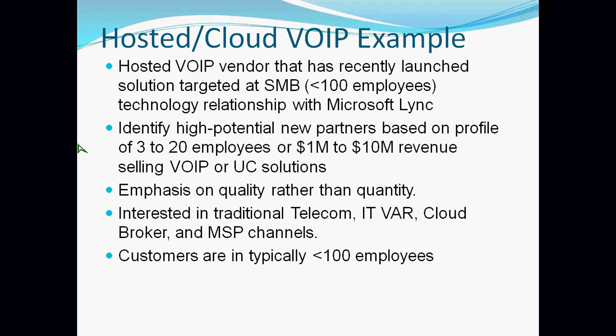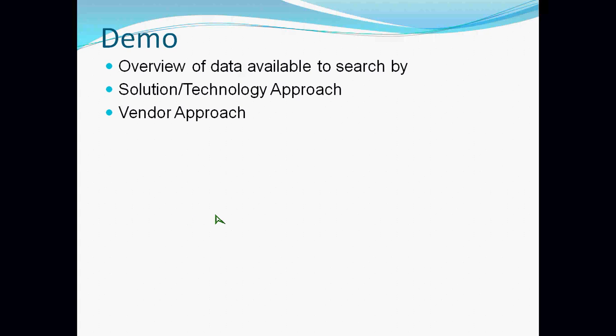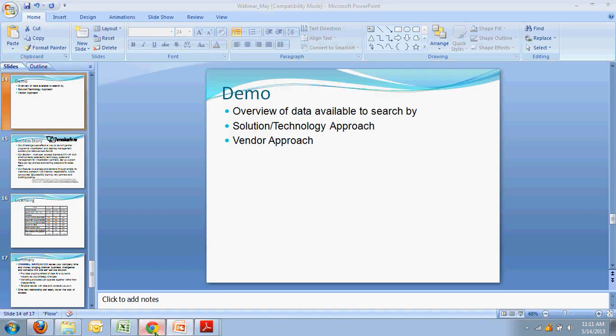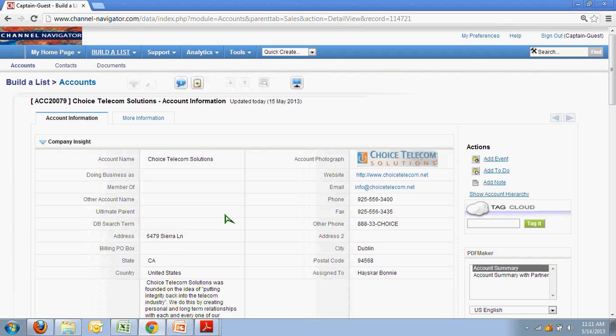And they want to see different types of partners. They want to see agents. They want to see IT VARs that are selling these types of solutions, this emerging kind of cloud broker, as well as companies that do managed services around UC and VoIP solutions. So with that, I'm going to segue into a demo here where we'll show you within the database how we can identify some different businesses.